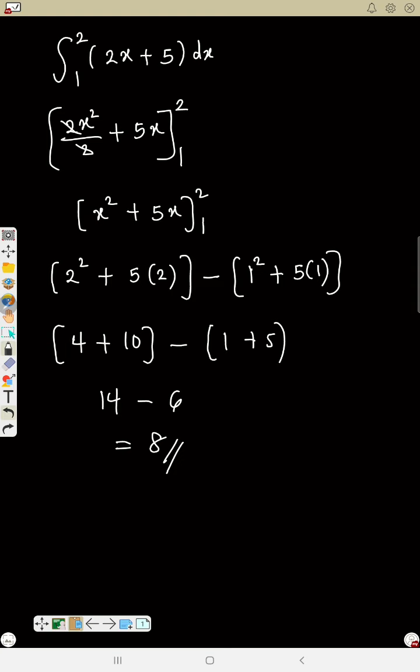So that's it. You see that it's still the same as the normal one. After you integrate, please substitute the numbers one by one. So now let's see more examples. The more you solve, the better you understand. So let's see more examples.